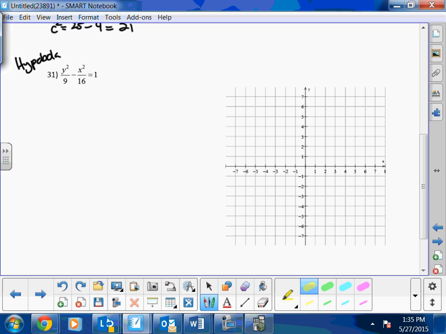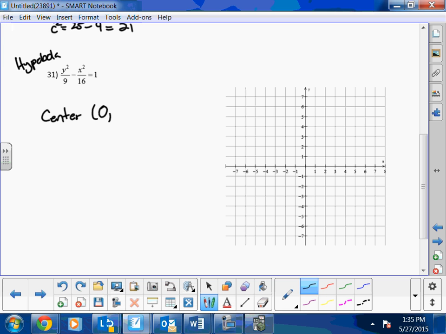Now from here, you're going to go ahead and pull out the notes that you're allowed to use, and you're going to identify which way this opens. Now, because the y squared is in front, this is going to open up and down. So let's go ahead and talk about the center. Now with this one, since it has no h or k, our center is going to be at (0, 0).